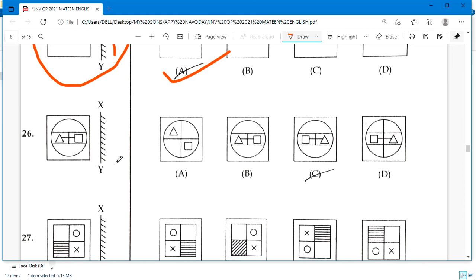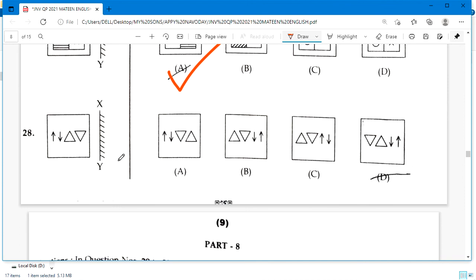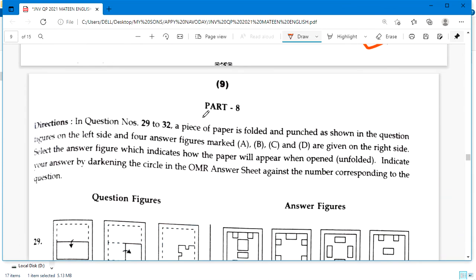So this is very simple. If you keep the mirror here, how it is observed, the right side will be appearing on the left. That's nothing but option C. 27 is option A, and the 28th question is option D. So next we will move to part 8 in the mental ability.